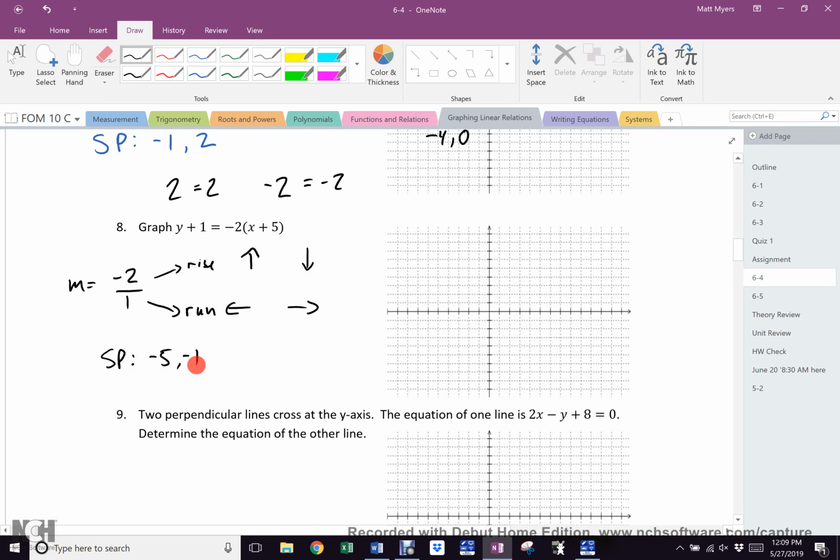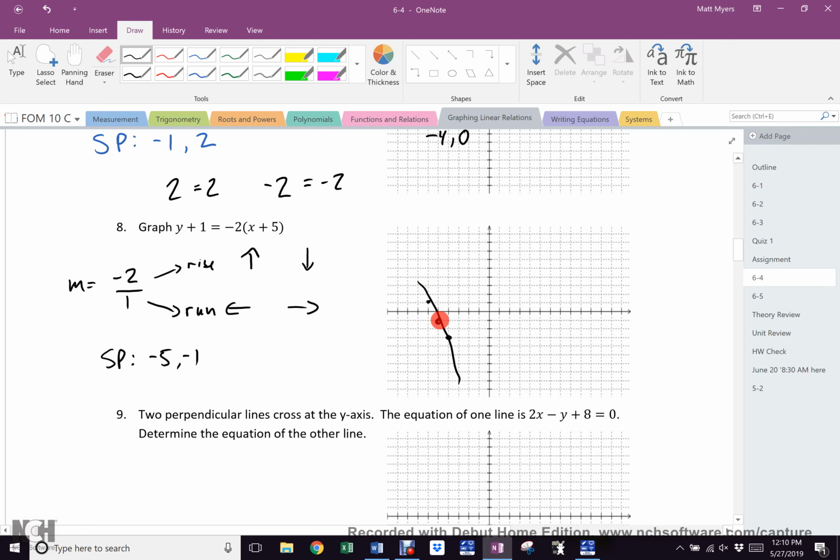-5, -1. -1, 2, 3, 4, 5, -1. What are my two options? Up, how far? 2, and then left 1, or down 1, 2, and right 1. There's my line, correct?